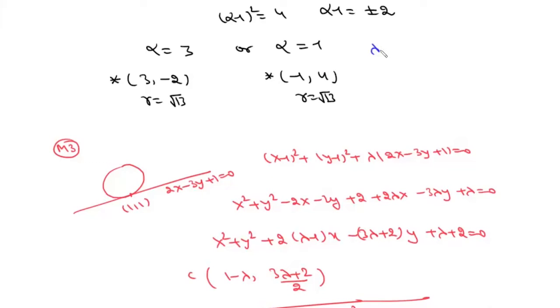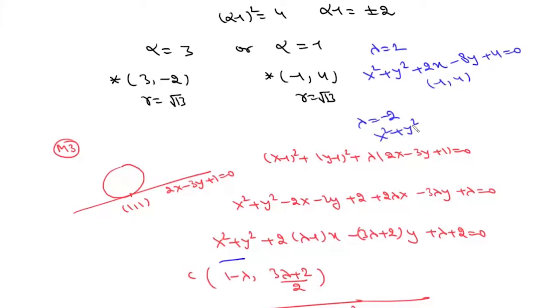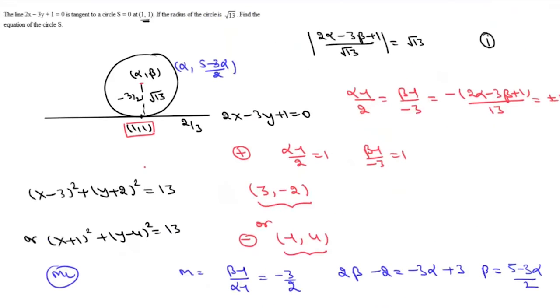Now if we take lambda as plus 2, then we can write this equation as x square plus y square plus 2x minus 8y plus 4 equals 0, and here the center will be minus 1 comma 4. And if we take lambda as minus 2, then this equation will be x square plus y square minus 6x plus 4y equals 0, in which case center is 3 comma minus 2. So these are the three ways to solve this question.